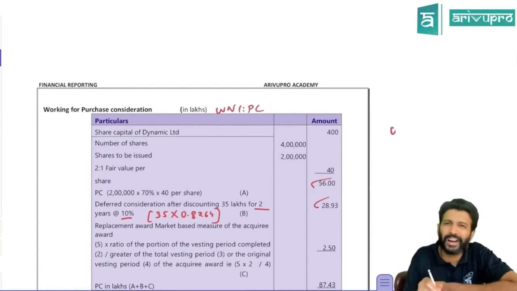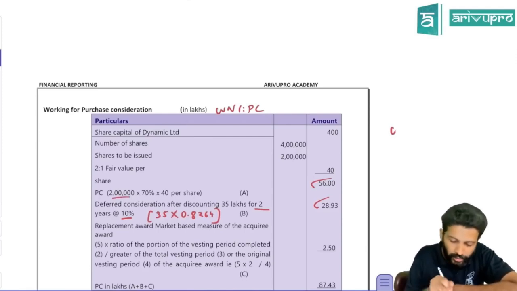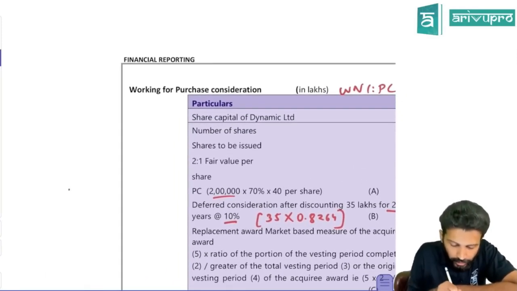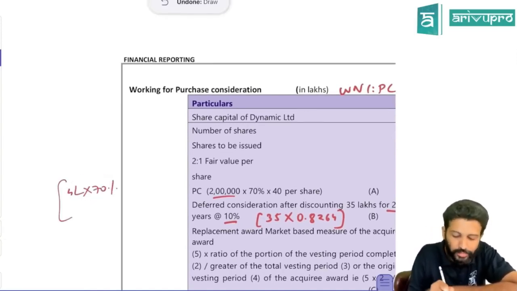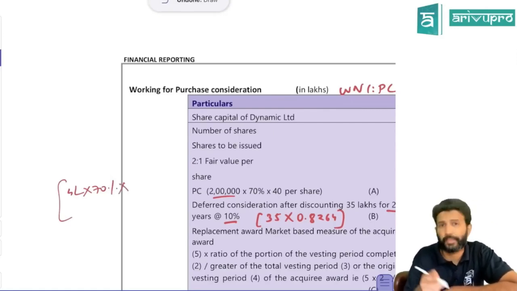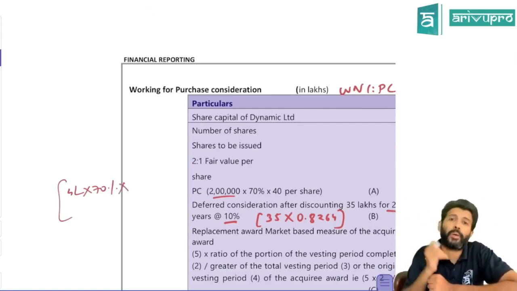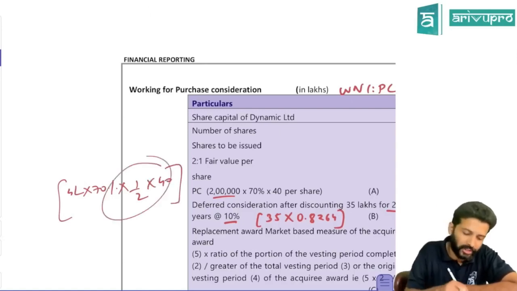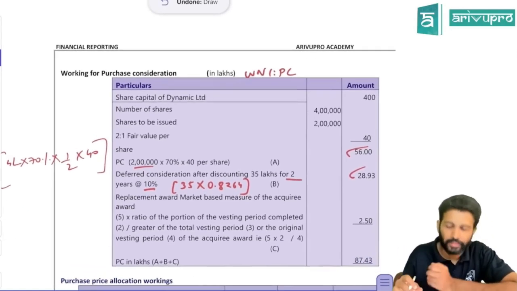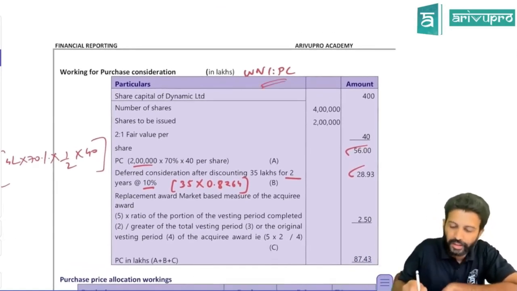That's how it is. You can present it in one line straight away like this. Totally Dynamic had 4 lakh shares. Professional acquired 70% shares, so this is 2,80,000. For this, they gave PC in the form of shares. For every 2 shares acquired, 1 share, so multiplied by 1 by 2, you'll get 1,40,000. So basically 1,40,000 shares have been issued, and each share's value is 40. Like that, you simply present it. That will give you 56 lakh rupees. That is all your PC working.